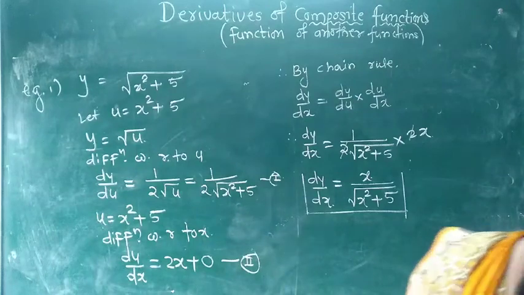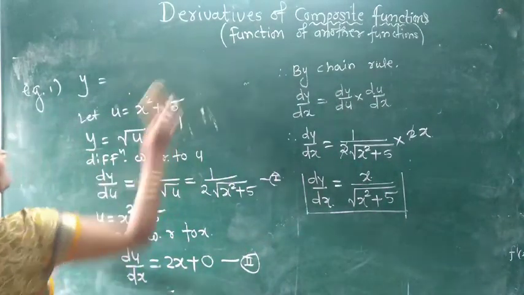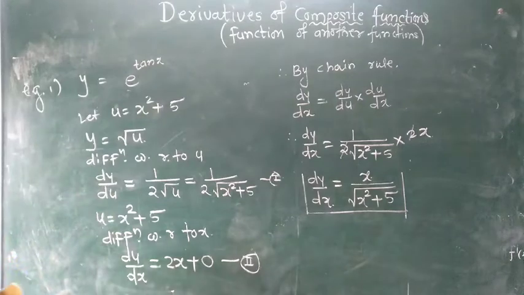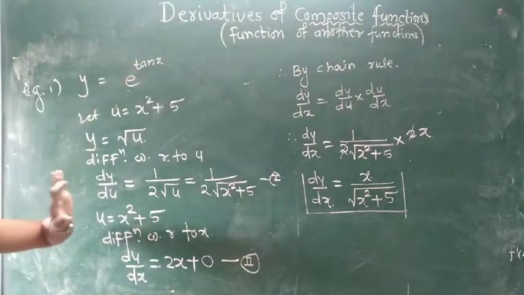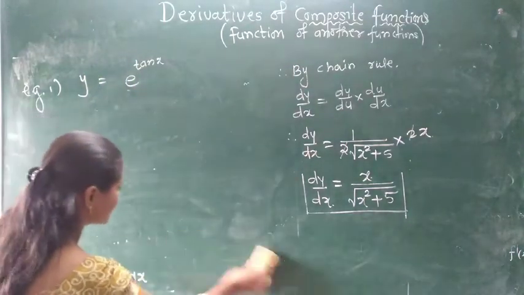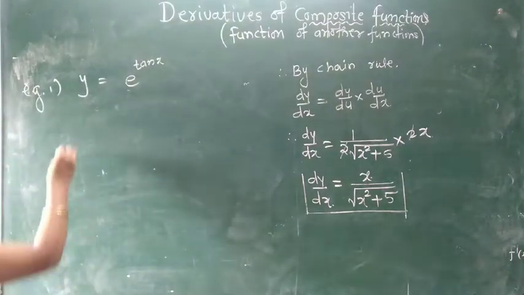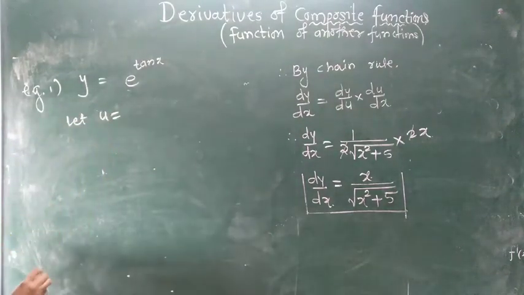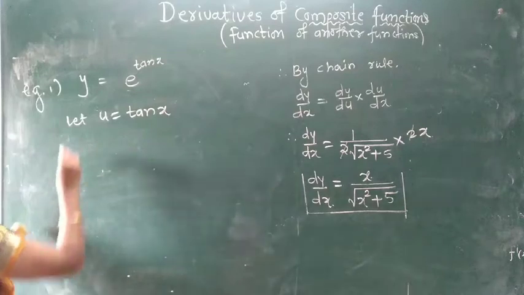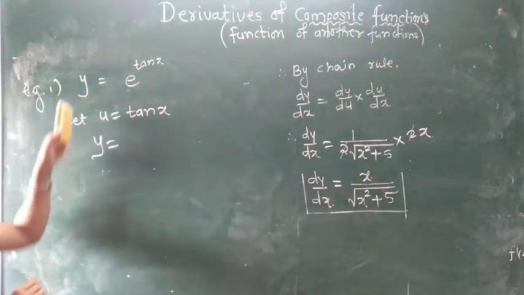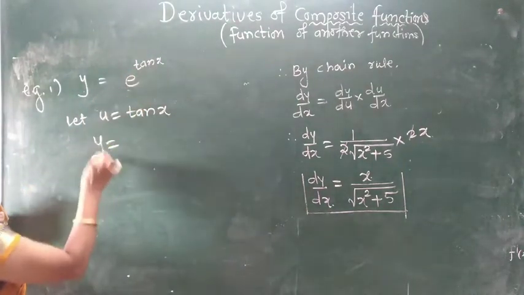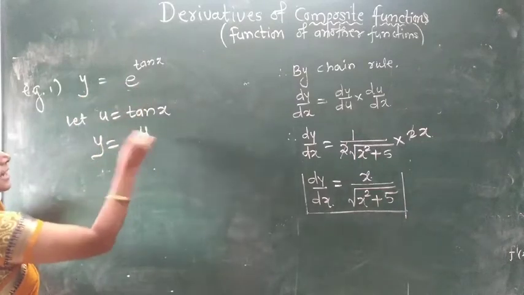y is equal to e raised to tan x. So again this is a function of another function, e raised to f of x, which is called a composite function. So again consider u is equal to tan x. So this function y becomes e raised to u.